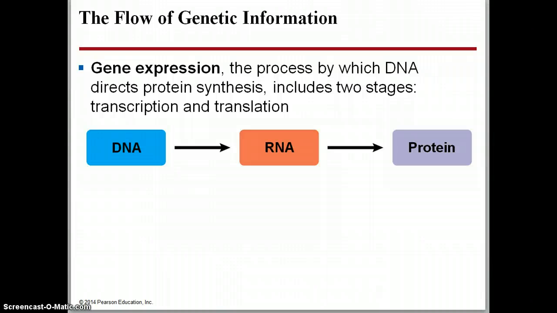So basically with gene expression, this is the process by which DNA directs protein synthesis. So this is going to have two stages, transcription and translation. Transcription is turning DNA into RNA, and translation is using RNA to make a protein.